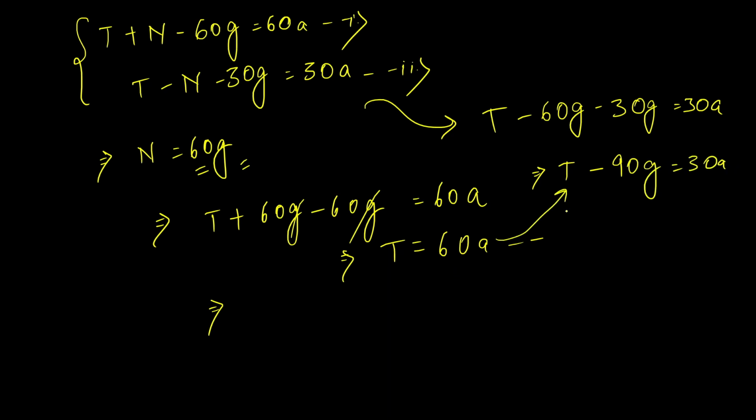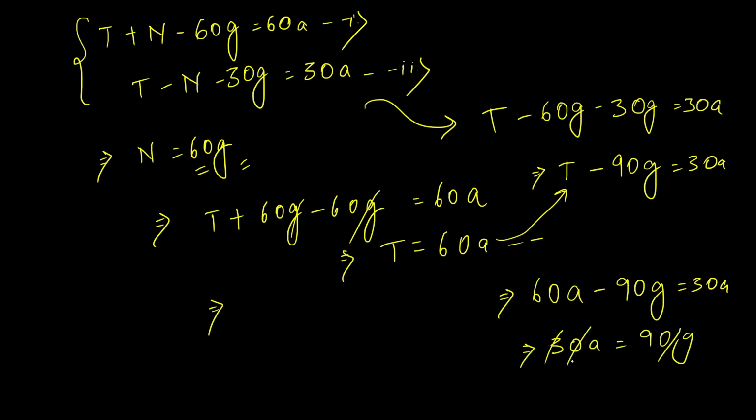Putting this value of T in this equation, it will be 60 A minus 90 G is equal to 30 A, or 30 A is equal to 90 G. Because 3 times 3 is 9. So A is equal to 3 G. That will be the acceleration.